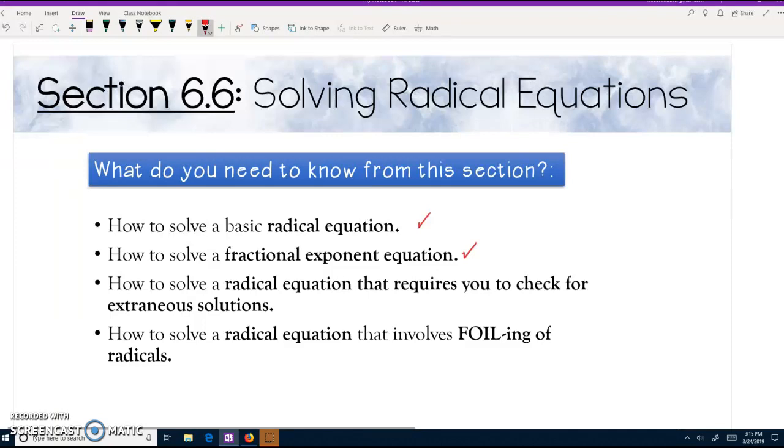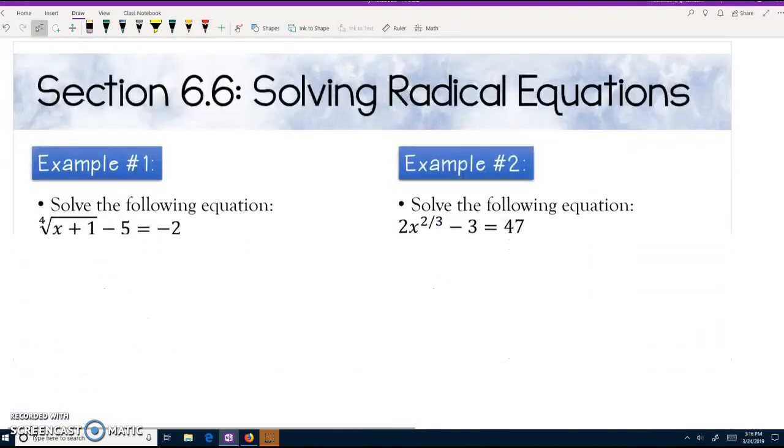You want to solve radical equations that require you to check for extraneous solutions. So anytime you're not just solving things equal to a single number, but equal to an algebraic expression, you want to take your results, go back and plug in. And then last, how to solve radical equations that involve foiling. That means the expression setup is ultimately going to cause you to FOIL. The foiling is going to involve radical multiplication. So 4 kinds of problems from this section.